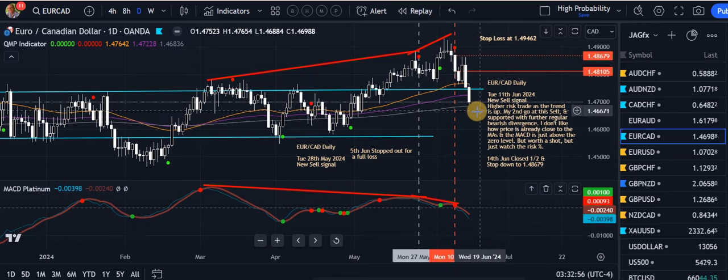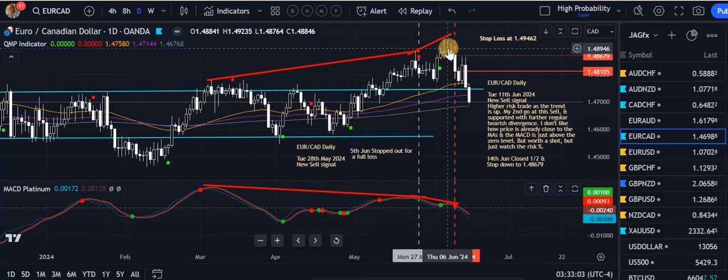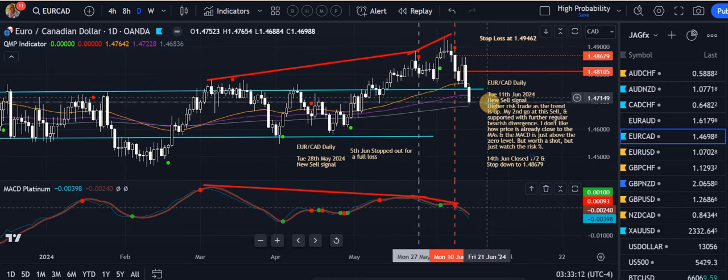Euro CAD in a sell. All right, this is my second go at a sell, I think. So I took a sell here, stopped out, spiked through, stopped out. Had an opposite QMP, then yeah, pain in the butt. Stopped out for a full loss. So we took another sell, bang, down she goes.